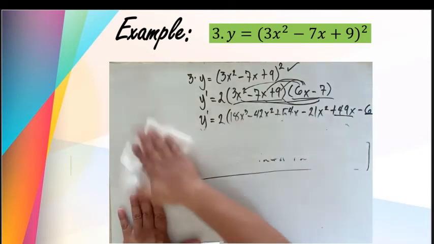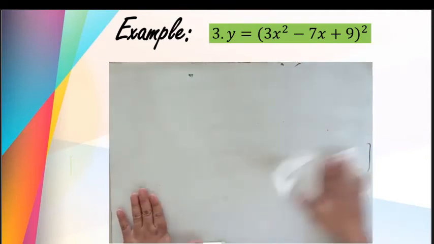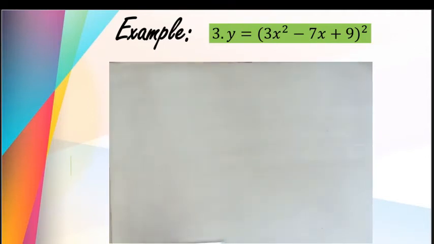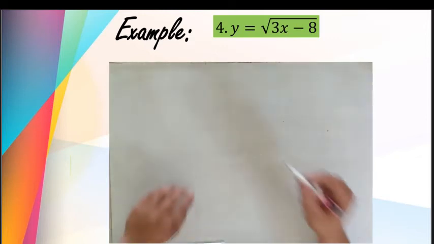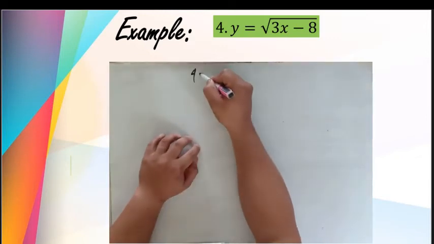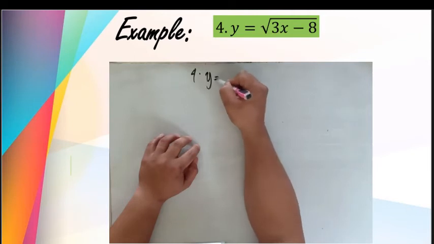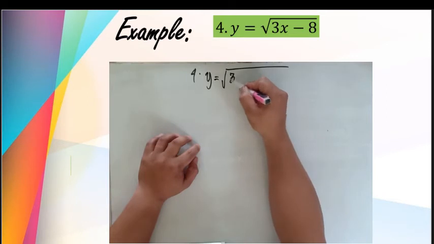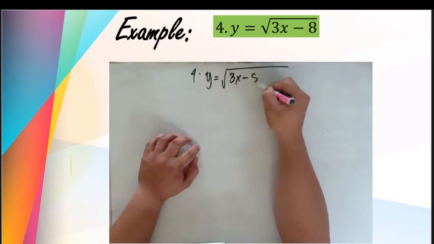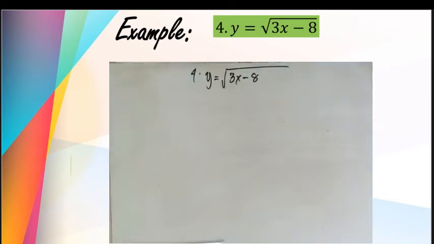Alright, let's proceed to the fourth example. The fourth example is y is equal to the square root of 3x minus 8. So let's find the derivative of this radical function.